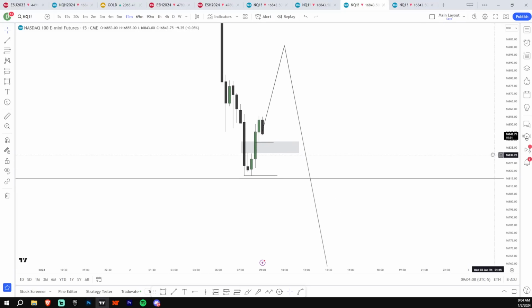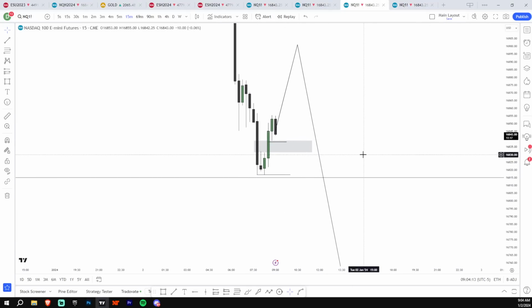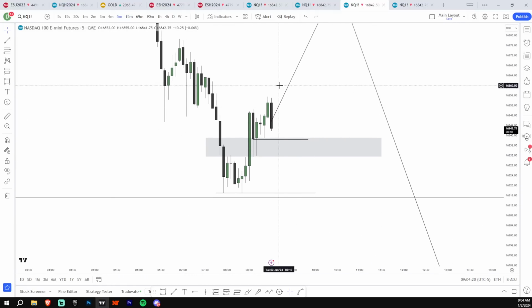Honestly, Shotcut, yeah, because I think this draw on liquidity is so strong. Sometimes you can be in discount and still short based off the momentum. And if I think the momentum's really bearish here, I will still short.